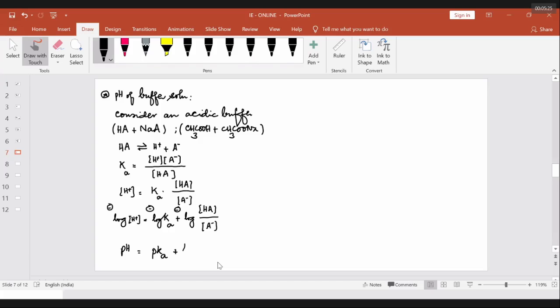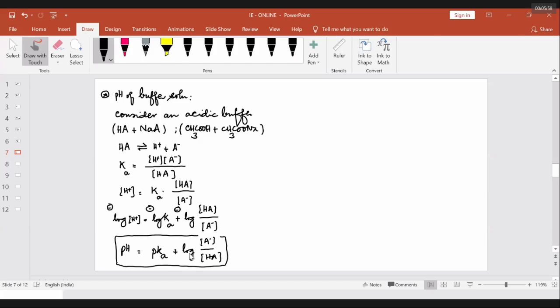Right, doctors, what happens? I want to retain it as it is. This will become what? A minus by HA. This is the equation used to calculate pH of an acidic buffer. What is this? pH of buffer solution. What is this? Acid ionization constant of weak acid, which is a component of acidic buffer.